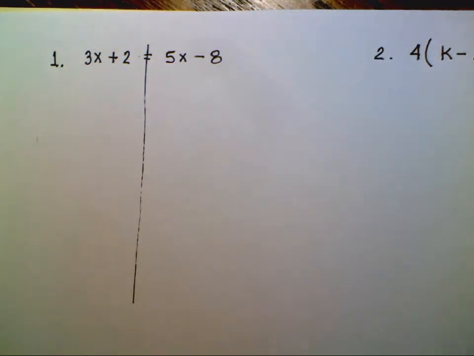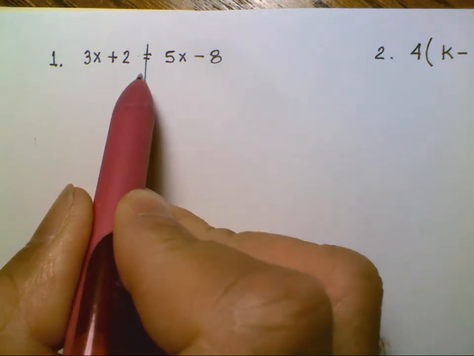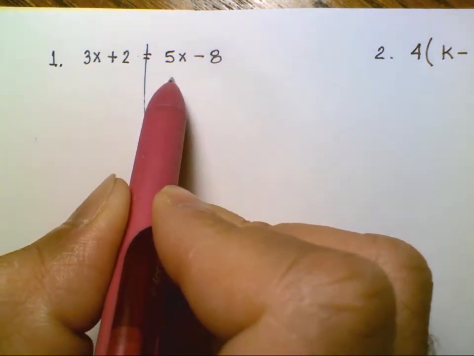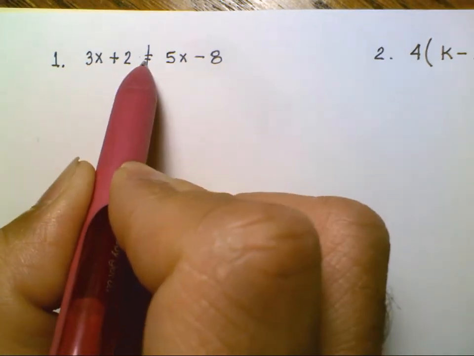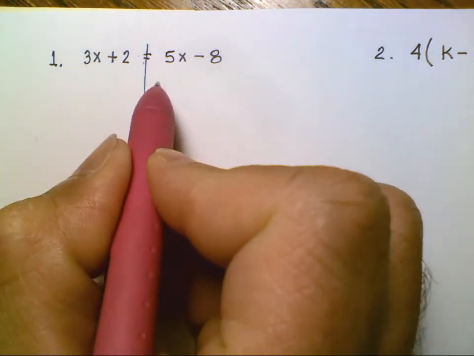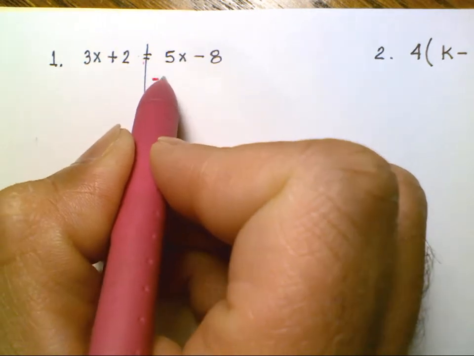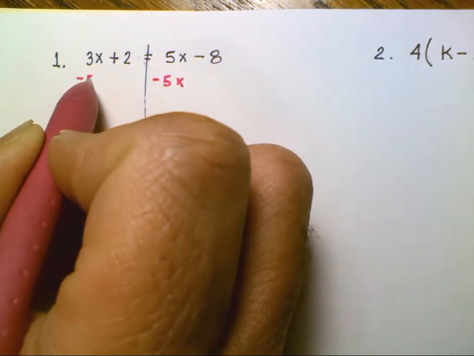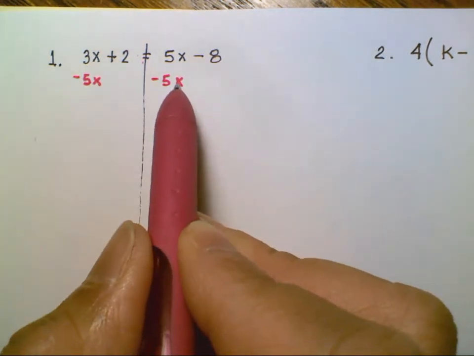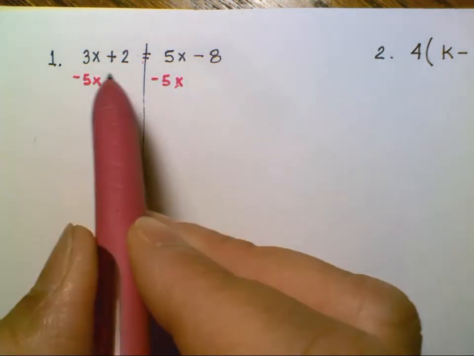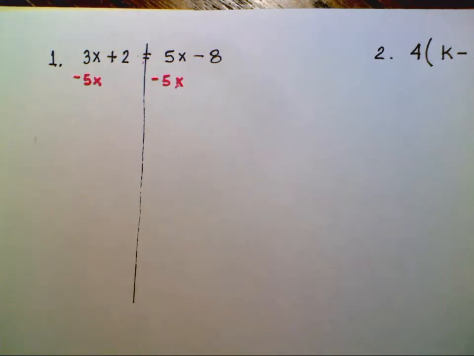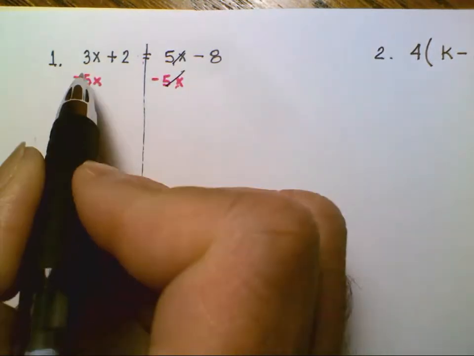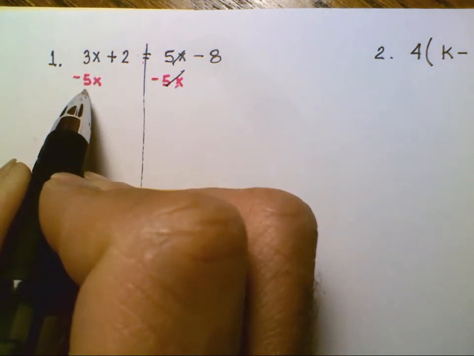So if I'm going to move 5x to the left side, I'm going to use the opposite of 5x because I'm moving it to the left side of the equal sign. So in this case, the opposite of 5x is minus 5x, and minus 5x. Whatever you do on the right side, you do on the left, under the x. So in this case, 5x goes away. And then I simplify 3 minus 5.